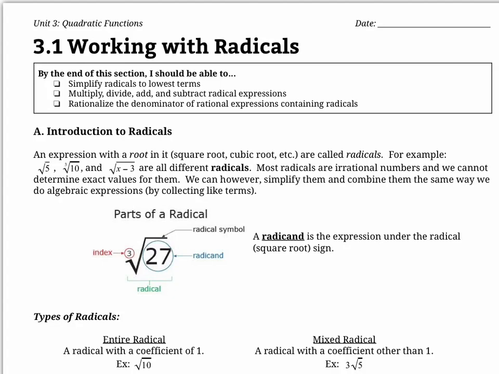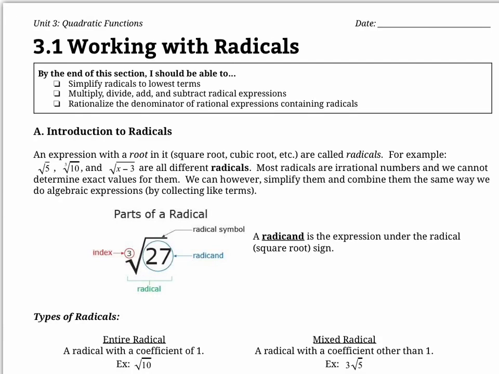In this lesson, we're going to learn about something called radicals. So we're going to explain what radicals mean, and then we're going to learn how to simplify them to lowest terms. And we're also going to multiply, divide, add, and subtract radical expressions. We're going to save rationalizing the denominator till another lesson.